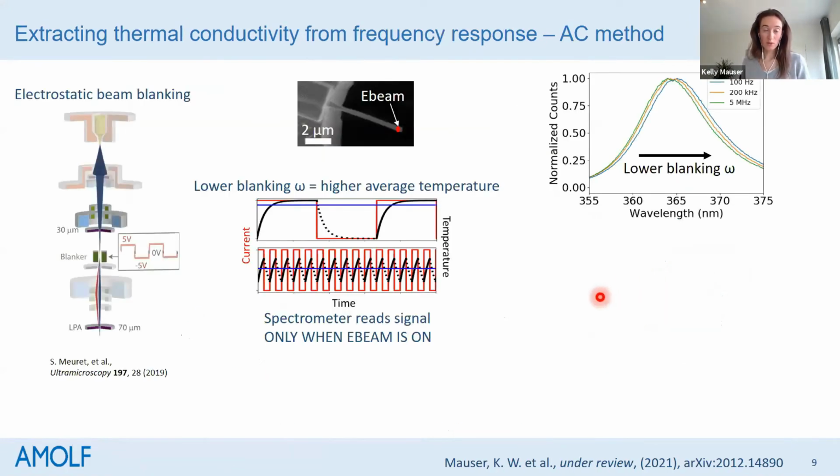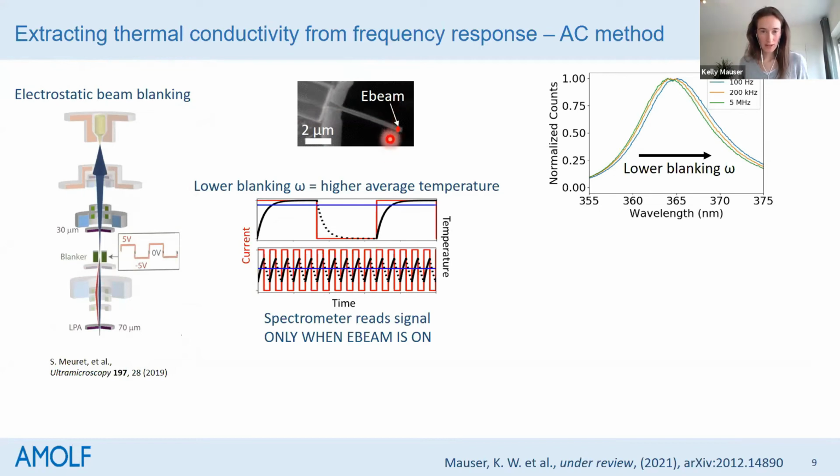So the next method that we worked on, it's not as important to know the heat flux in the nanowire. So here it's an alternating current method. We use an electrostatic beam blanker in our SEM. So here we have two parallel plates, and the electron beam goes through these parallel plates, and you have a waveform generator with a square wave signal, and it basically just deflects the electron beam. And so we can get up to 5 megahertz while keeping our square wave signal square.